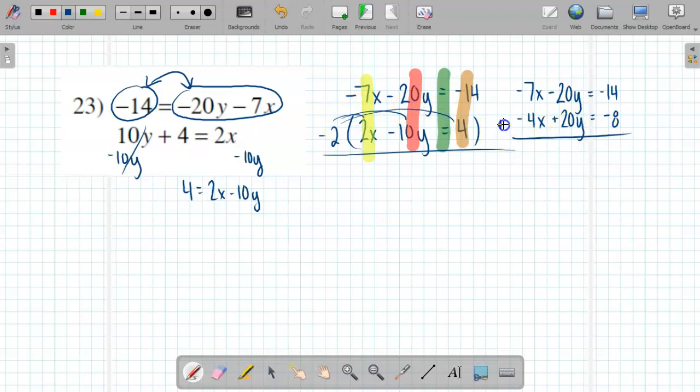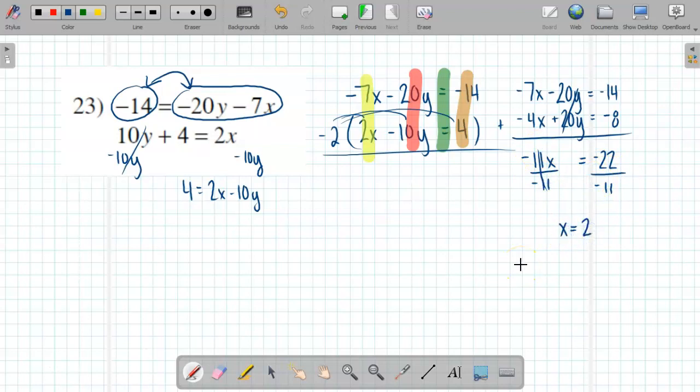I've multiplied this bottom equation by negative 2. And whenever I do that, I'm going to add these together. So I'll get negative 11x. My y's will cancel. And it's going to equal negative 22. I will divide by negative 11, and so x equals positive 2.